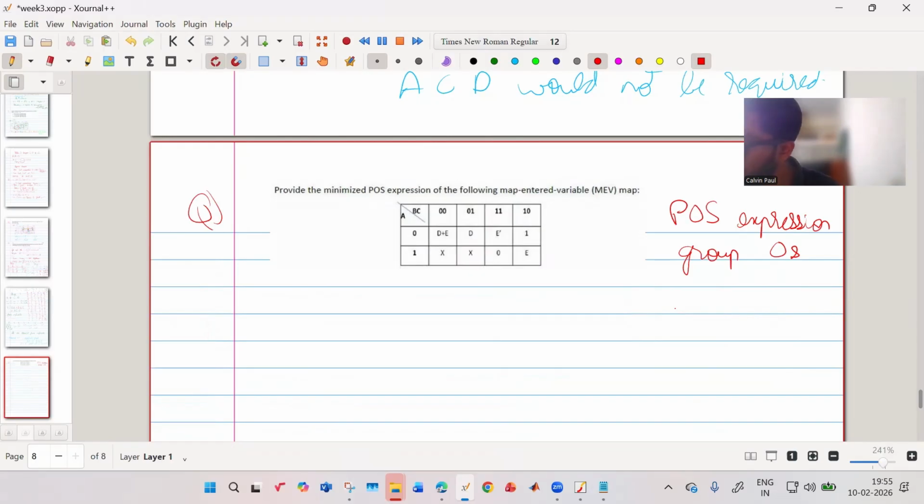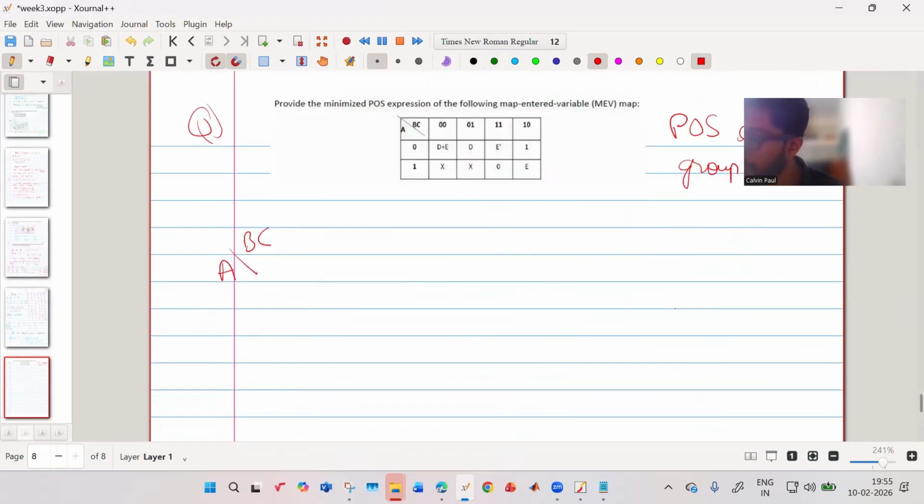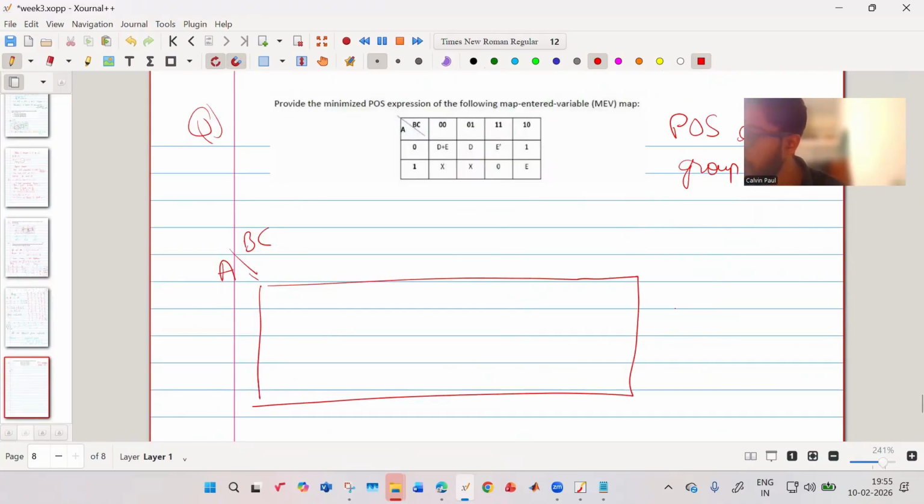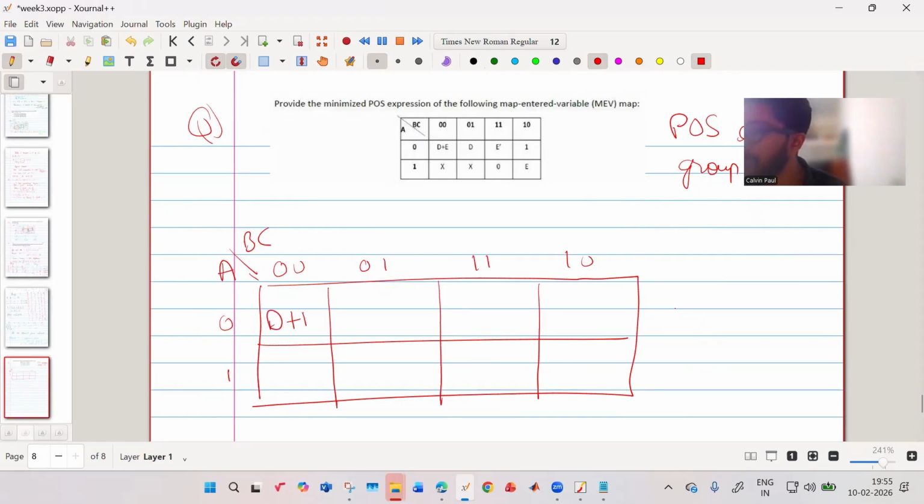So how can we group it? Let me write it A slash BC. Let us draw it big. 0 1 0 0 0 1 1 1 1 0. This is D plus E. This is D. This is E prime. This is 1. This is 0. This is E. This is X. Don't care, don't care.